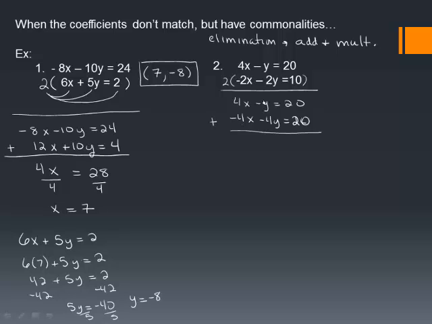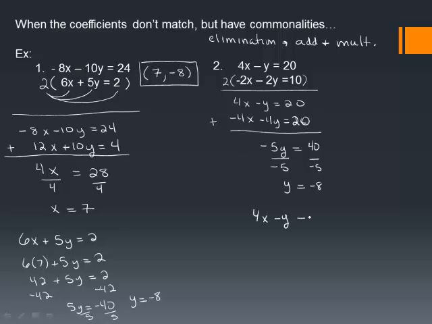4x and negative 4x cancel. Negative y and negative 4y will give me negative 5y. 20 and 20 is 40. I divide by -5, and I get that y is equal to -8. And then I can plug that back into one of my original equations.